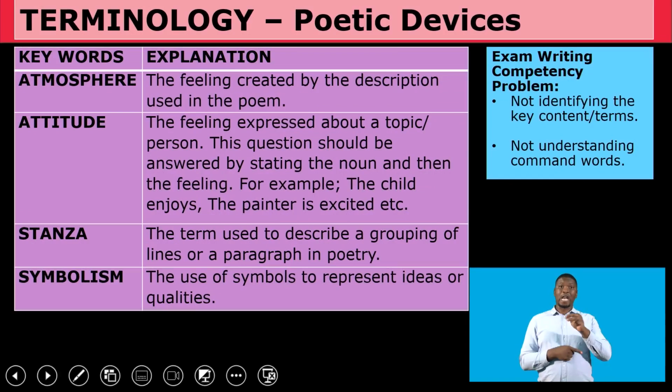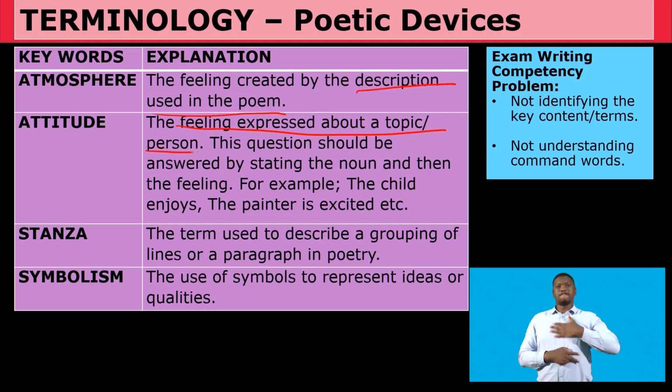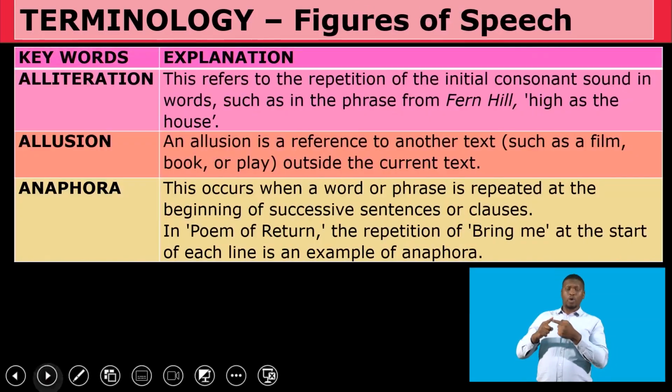Atmosphere: the feeling created by the description used in the poem. Attitude: the feeling expressed about a topic or a person. Stanza: this is the term that we use to describe the paragraphs within a poem. Symbolism: the use of symbols to represent ideas or qualities.